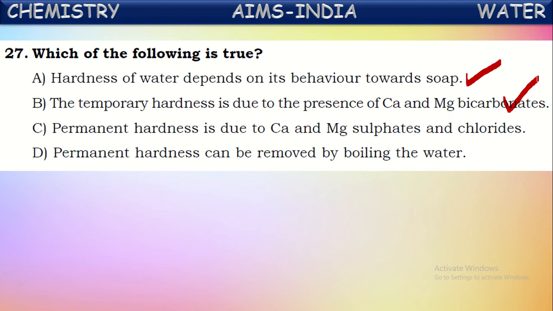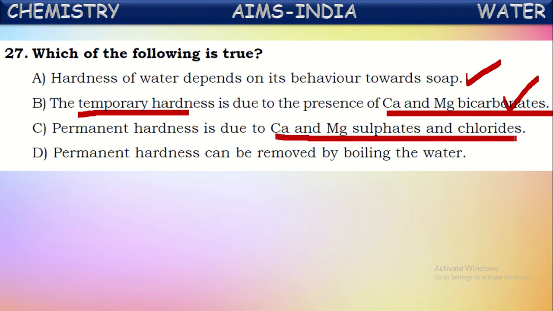Now here they are asking about temporary hardness. So it is because of the calcium and magnesium bicarbonates only. This is correct. Next, permanent hardness is due to the calcium and magnesium sulfates and chlorides. Just now I told. Because of the presence of this calcium and magnesium, chlorides and sulfates, water gets permanent hardness. This is also true. Next, permanent hardness can be removed by boiling water.